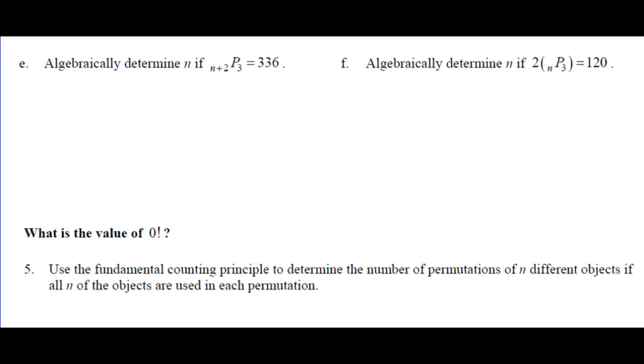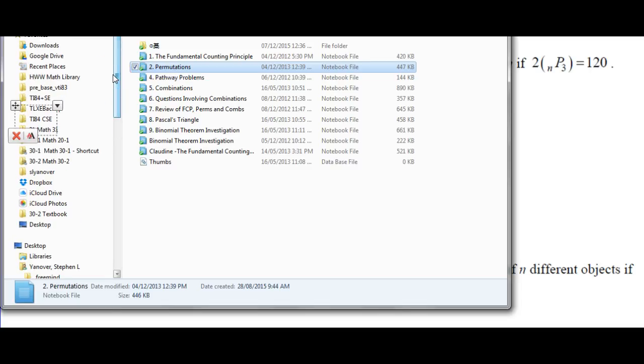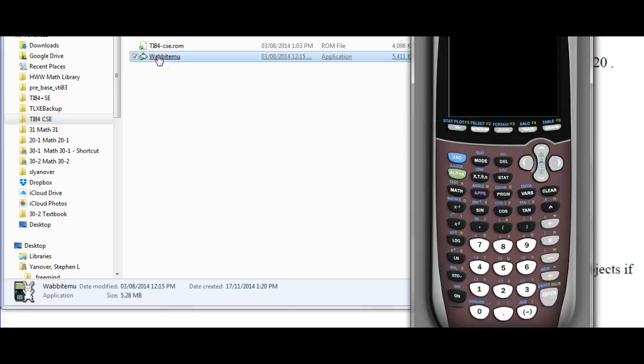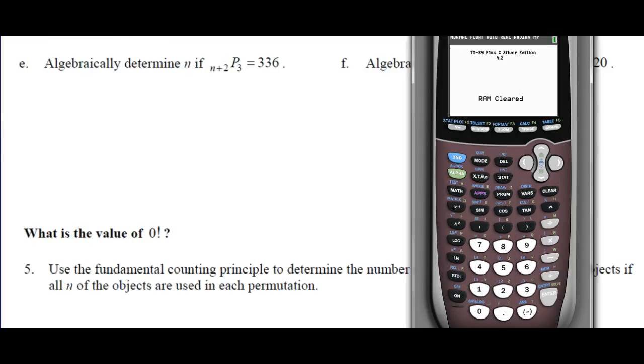All right, along the same lines, algebraically determine n if n plus 2 P3 is equal to 336. Oh, by the way, you can solve these using your graphing calculator. So if they're foolish enough to give you a question that looks like this, which they won't, here's what you would do. Because I want to do nP2, let's say, I'm going to use X, because I don't have an n. Math over to probability, nPr, XP2.